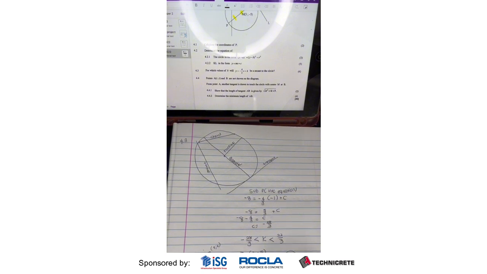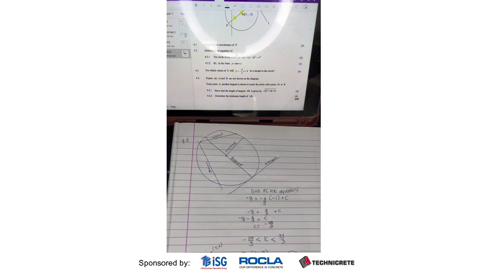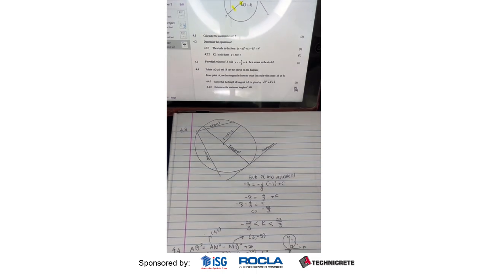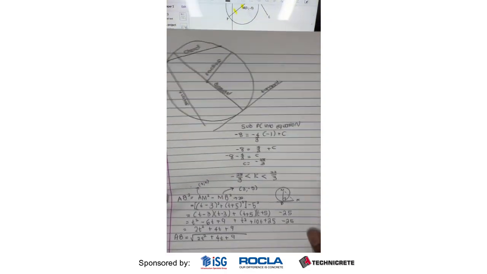Now if we simplify, we're going to get 2t squared, minus 6t plus 10t is plus 4t, plus 9. Because it's AB squared, we just want AB, it's going to be the root of 2t squared plus 4t plus 9. Oh, I'm sorry, it got cut off there.